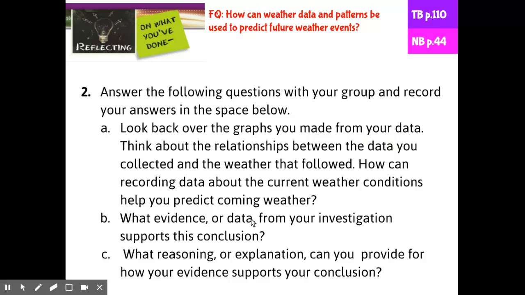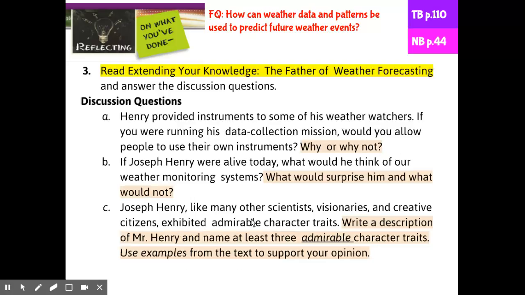For part 2, you're going to answer the following questions with your group and record your answers. You're going to look back over the graphs you made from your data, and think about the relationships between the data you collected and the weather that followed it. And then, how can recording data about the current weather conditions help you predict upcoming weather? You're going to use evidence and data from your investigation to support your conclusions, so you're actually going to cite evidence from your data. And then what reasons or explanations could you provide on how evidence supports your conclusion?